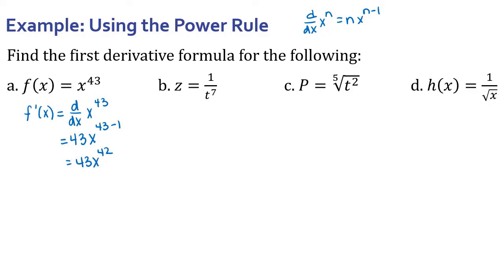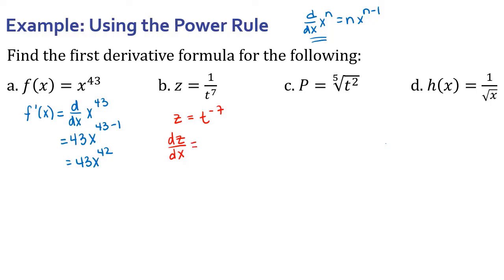All right, 1 over t to the 7th. I don't quite have it in this format, but I can change it to that using properties of exponents. So I can rewrite this as t to the negative 7th power. Now again, I'm going to use Leibniz notation. I don't have a z of t written here, so the way that we would show that and write that as a derivative is we'd say the derivative of the function z with respect to t. So we call it dz over dt.